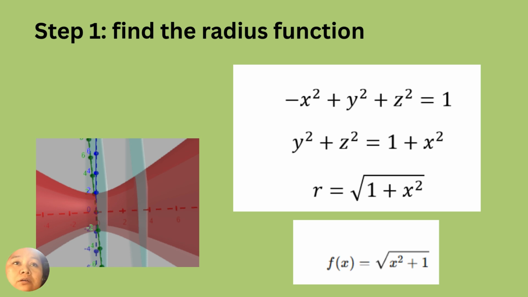As you can see, y squared plus z squared equals a certain squared is the formula for a circle. So to find the value of r, or the radius, we will get the square root of 1 plus x squared. Because the formula for a circle is x squared plus y squared equals r squared. Here in our equation, it is y squared plus z squared. So to find the radius, we have to find the square root. Therefore, our radius is equal to the square root of 1 plus x squared. So that is our function of x, or our radius.